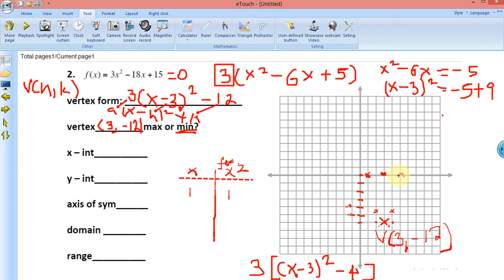So let's see. When it's 5, it should give me 0. Let me just confirm. When x equals 5, 5 minus 2, that is 3. 3 squared is 9. 3 times 9 is 27, so it's correct.